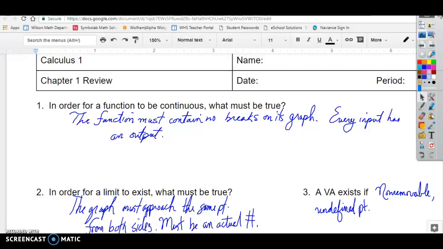In 1, for a function to be continuous, it must have no breaks on its graph, and for every input you have exactly one output. For 2, the graph must approach the same point from both sides. Remember, infinity cannot be a limit. For it to exist, it has to be an actual numerical answer, other than infinity. The vertical asymptote will exist if you have an undefined point in which, when you factor it down, it will be non-removable. That will give you a vertical asymptote.